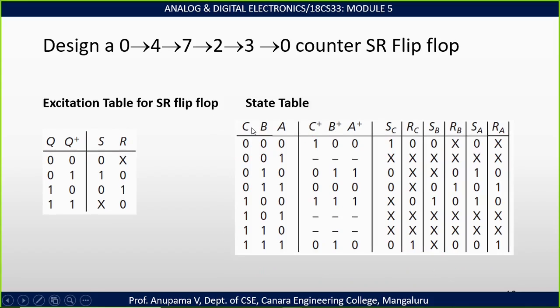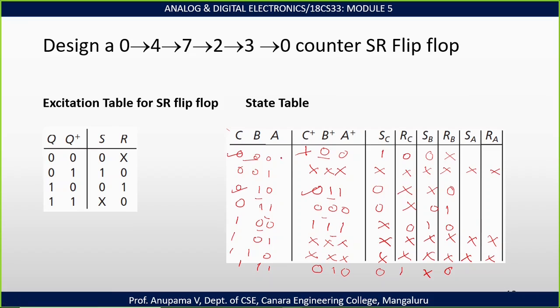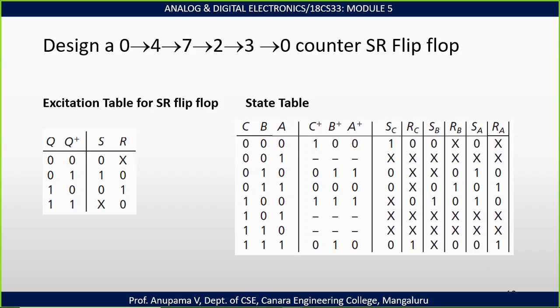Now we have to write the entries for SA and RA. We have to look into A and A plus: 0, 0, 0, X. Again 0, 1, 1, 0, 1, 0, 0, 1, 0, 1, 1, 0. Similarly, 1, 0, 0, 1. So this I have written by referring to the excitation table of the SR flip-flop. So this is the state table.